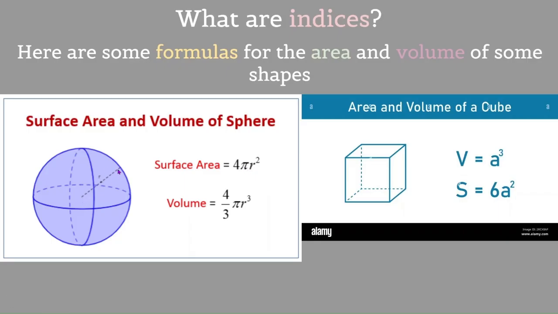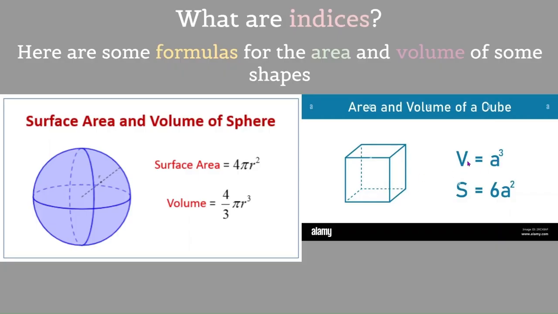R is the radius, so that's from the center of the sphere to the outside edge, right? And then squared, right, to the power of 2. The volume is equal to 4/3 pi times the radius, and not to 2, but to 3, the power of 3, index of 3. So 4/3 pi r to the third power, right? Let's look at the area and volume of a cube. We kind of already saw this, right? We did this in a problem earlier.